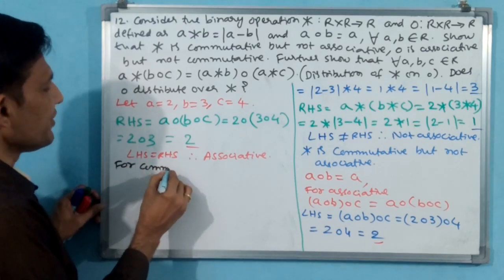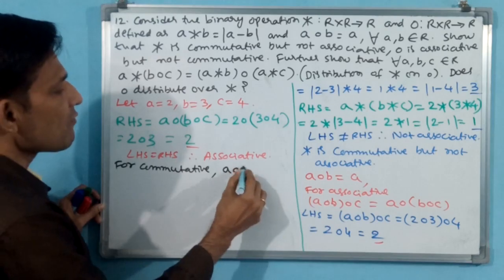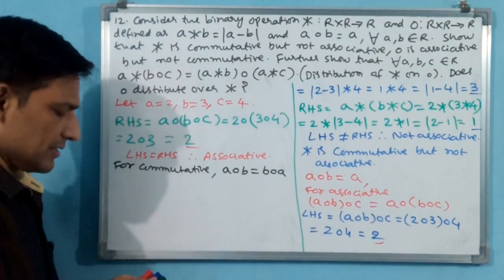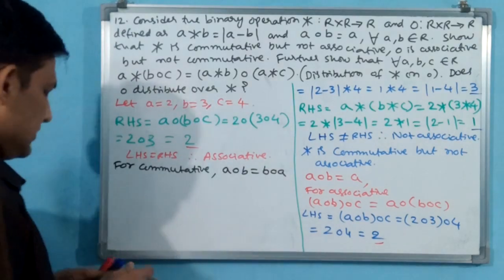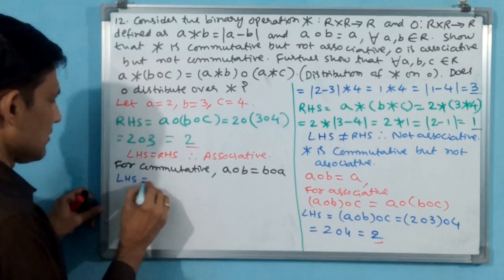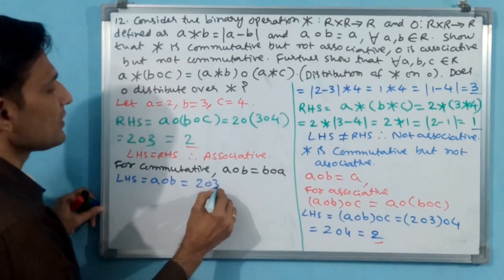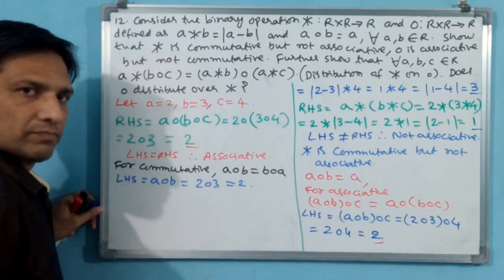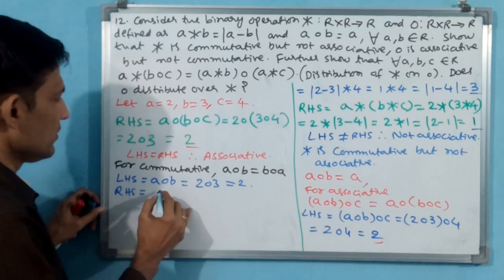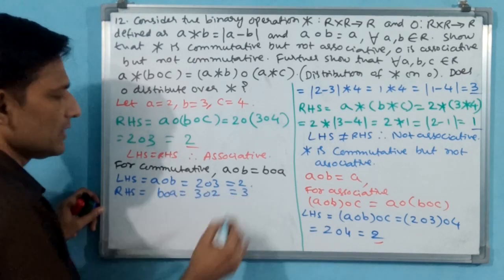For commutative, A O B should be equal to B O A. Is it correct, this formula? Yes. You write LHS then. LHS is equal to A O B, that is equal to 2 O 3, that is equal to 2. Now RHS is equal to B O A, that is equal to 3 O 2, that is equal to 3.